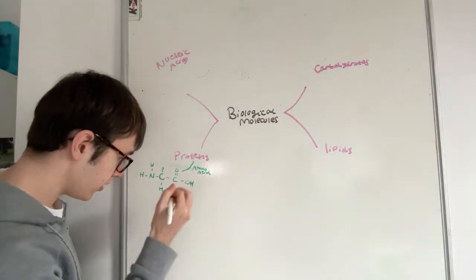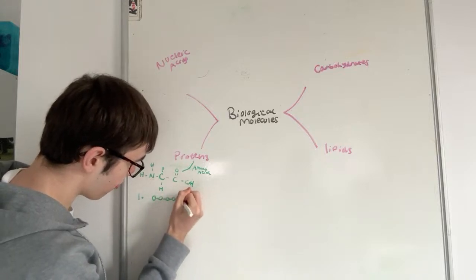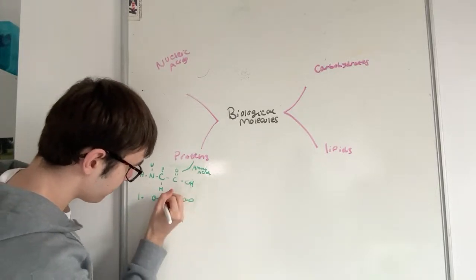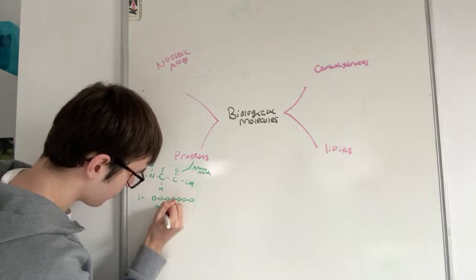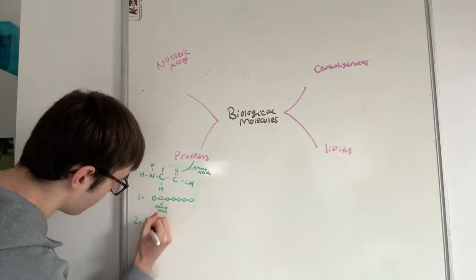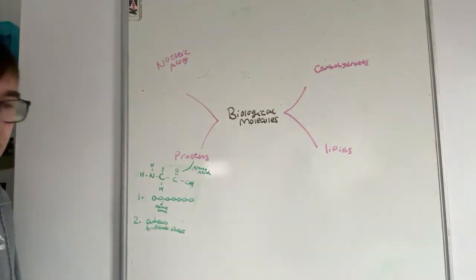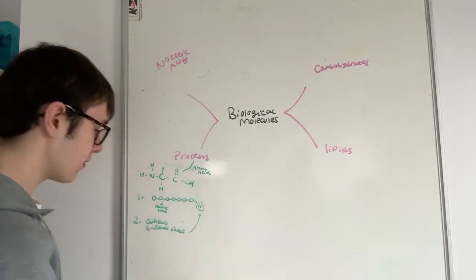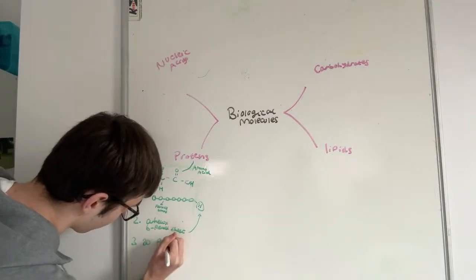And from that, you have your primary structure, which is just a sequence or a chain of amino acids joined together. And then from there you have your alpha helix or beta pleated sheet. And that's when hydrogen bonds begin to form at the ends. From there, it becomes a 3D polypeptide.